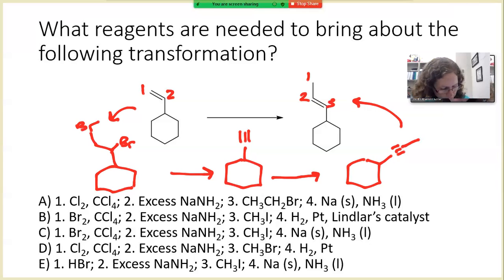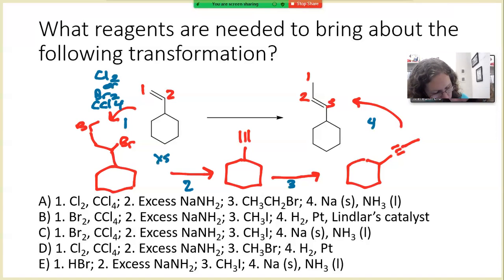So to do step number 1, I'm going to number each of these steps. We're going to need to brominate. And we learned how to do that in halogenation reactions. So we can do Br2 and an inert solvent like carbon tetrachloride. Okay, we could also use chlorine. Either one would work. So that gets us to the dihalide. And then from the dihalide, we can use excess strong base. NaNH2 is a common one. And that is going to do the double elimination that's required to make our alkyne. So that gets us to the terminal alkyne here.